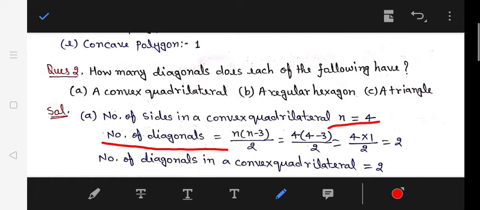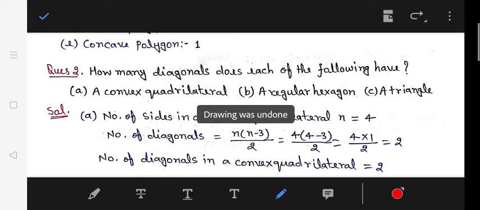So for the quadrilateral, the number of sides n equal to 4. So here I have written n into n minus 3. I use the formula 4 into 4 minus 3 upon 2. So 4 minus 3 equals 1. So 4 into 1 upon 2 is equal to 2. So the number of diagonals in the quadrilateral is equal to 2. All of you are familiar with that also.